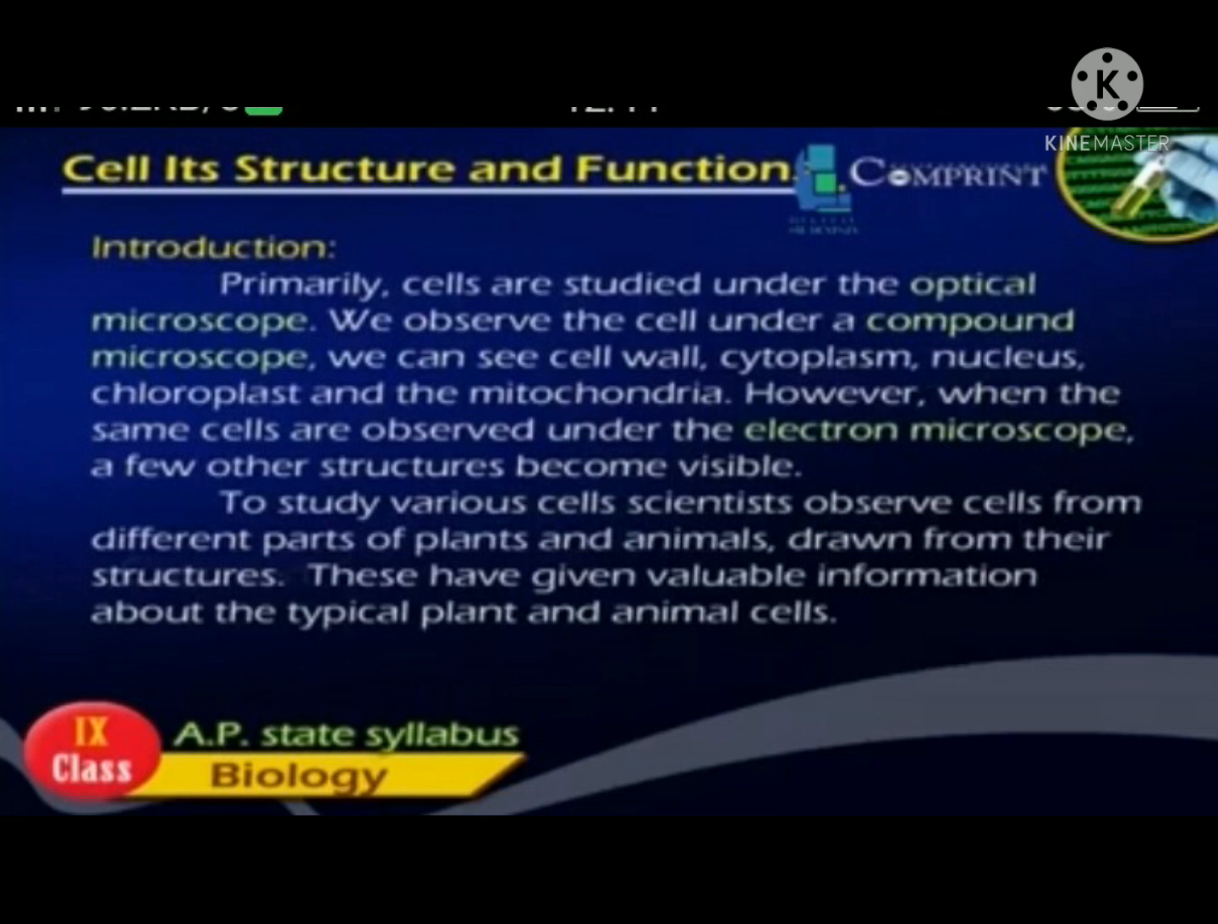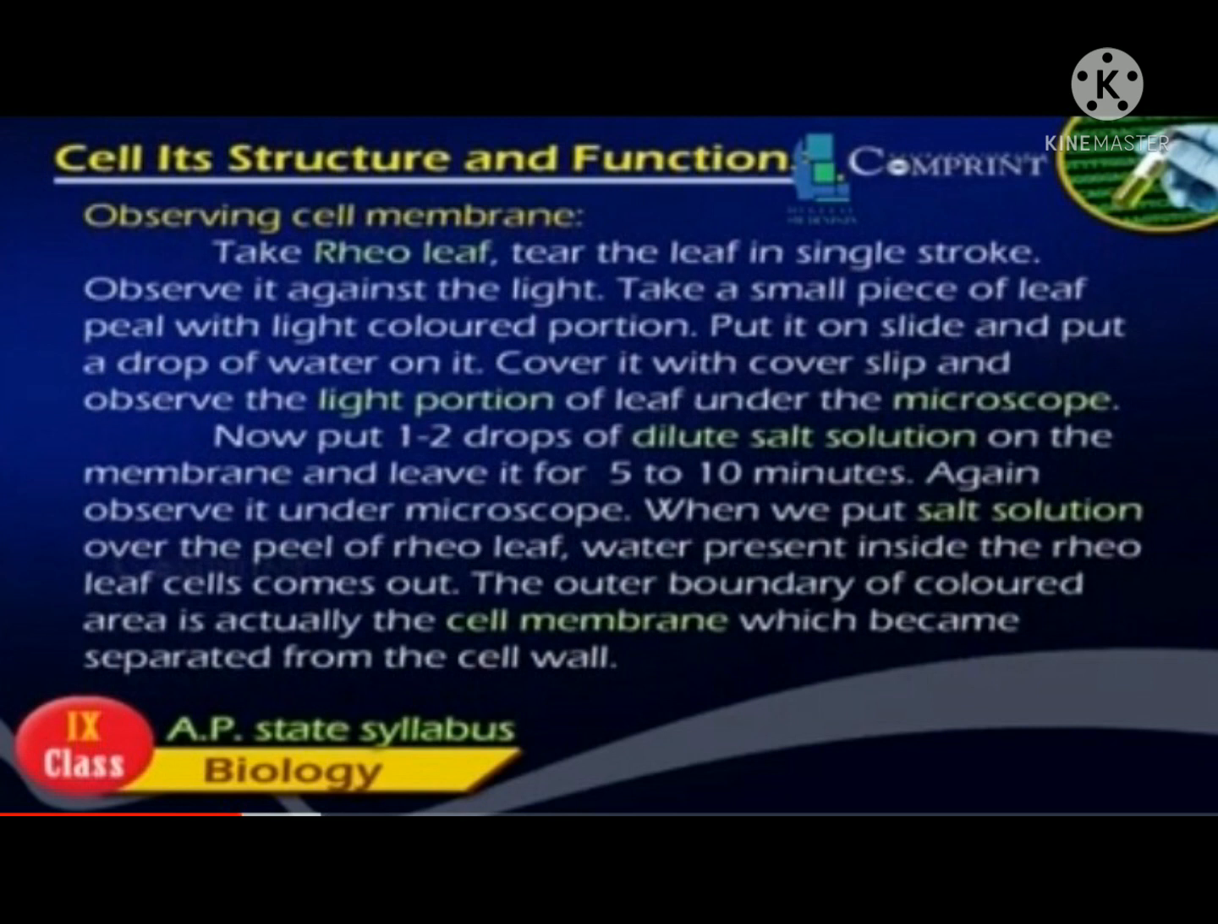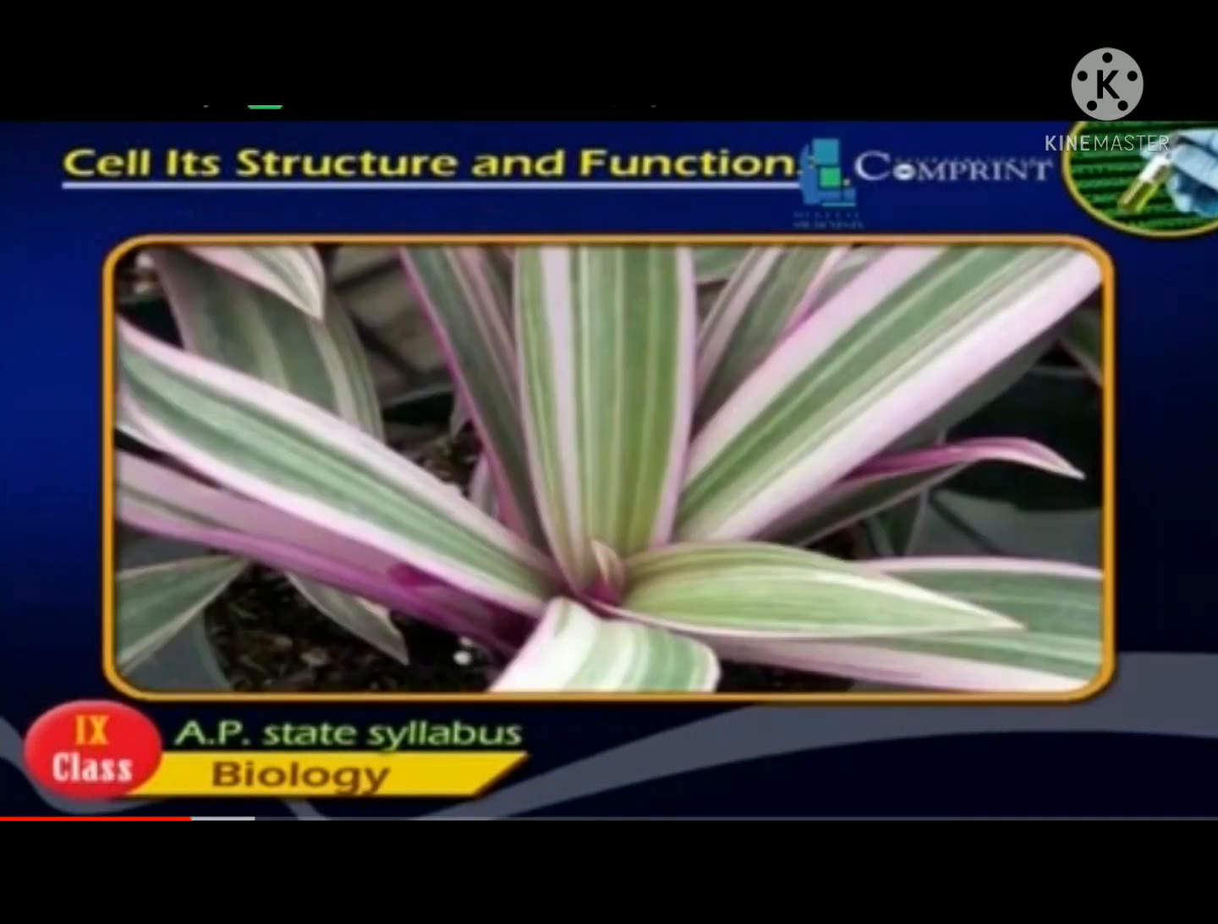Okay, children. Activity 1. Observing the cell membrane. Take Rhoeo leaf, tear the leaf in a single stroke. Observe it against the light. Take a small piece of leaf, filled with light colored portion. Put it on a slide and put a drop of water on it. Cover it with a cover slip and observe the light portion of leaf under the microscope.